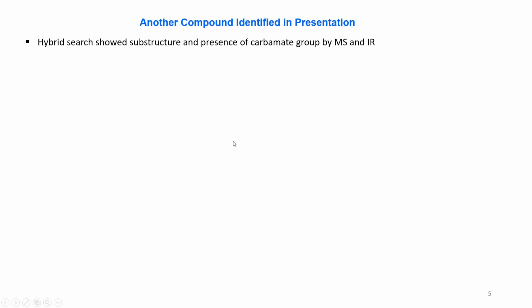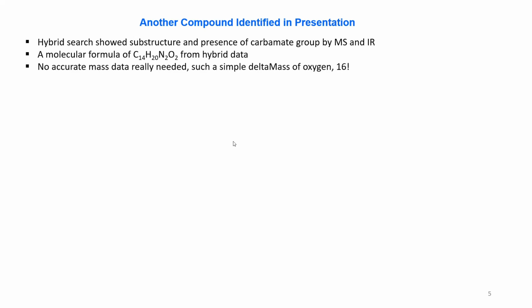So the first thing is that the hybrid search showed a substructure and a presence of a carbamate group by mass spec and infrared. A molecular formula of C14H20N2O2 from the hybrid data was indicated. This was such good data because you don't really need accurate mass data in this case. Such a simple delta mass of 16 pointed to the presence of oxygen, and then the substructure and the functional group indicated the molecular formula that we will use within the SciFinder search.